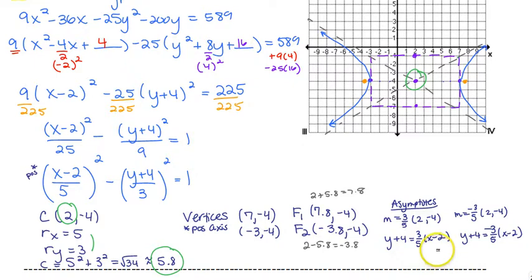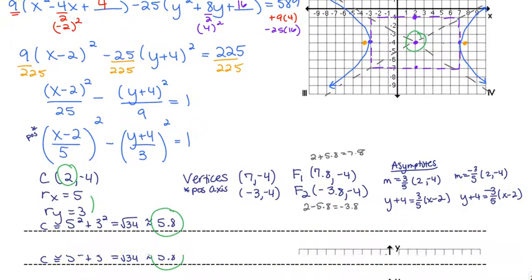You can go ahead and stop in point slope form, or you could continue and put it in slope intercept form. The only difference between your two asymptotes is one is going to have a positive 3/5 slope and one's going to have a negative 3/5 slope. So we have our second equation there at a negative 3/5. Okay, we only have one more left.